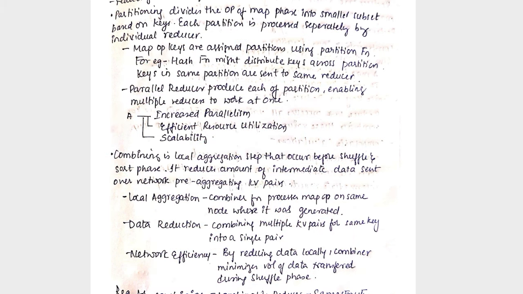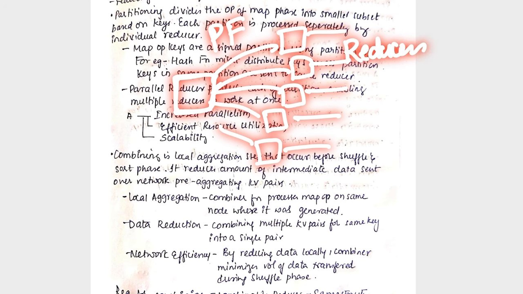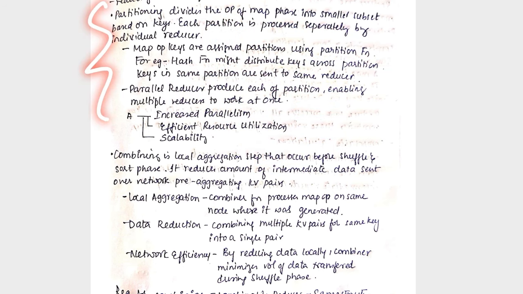So this was about partitioning. In partitioning, we are simply taking the output keys and then partitioning them using a partition function. After the partition function, these tiny partitions would be processed further by making use of reducers. So this is the basic definition of partitioning.